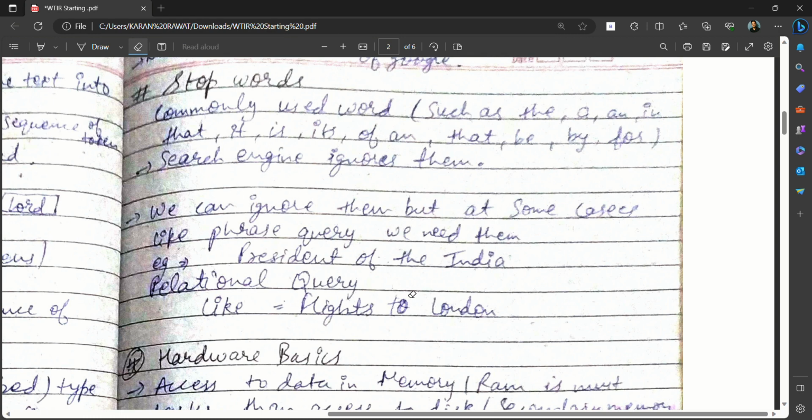A relational query is a query which shows the relation between two entities, like "flights to London". It shows the relation between flights and London. What is the relation? The flights which are going to London. The search engine will show you the result of all the flights that are going to London. So that is about flights to London, and that is about this video.